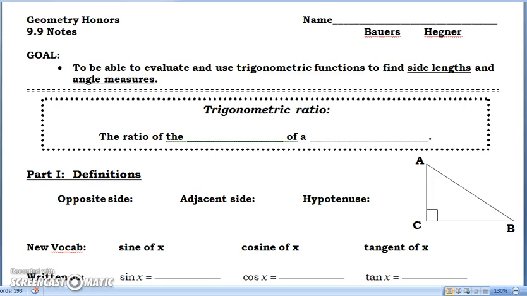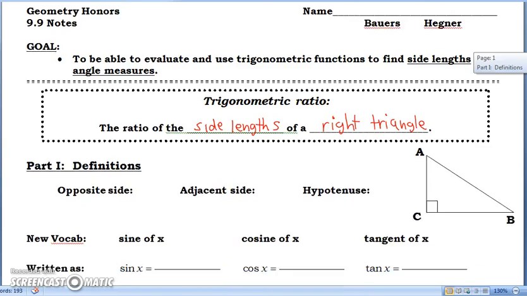Okay, so today we're going to be talking about trigonometry. As it says here, first we're just simply talking about the ratio of the side lengths of a right triangle. So, you know a ratio is just a fraction.